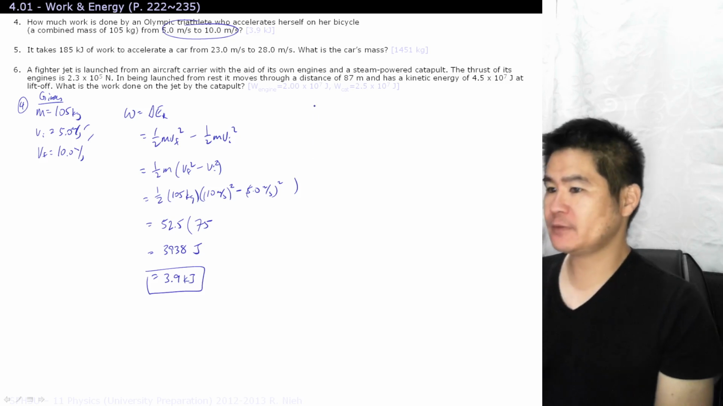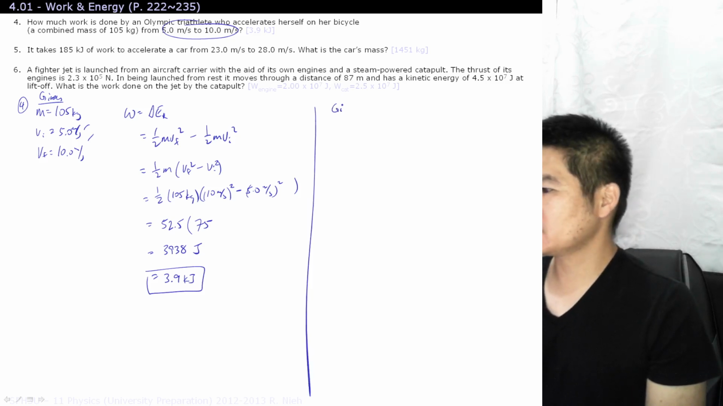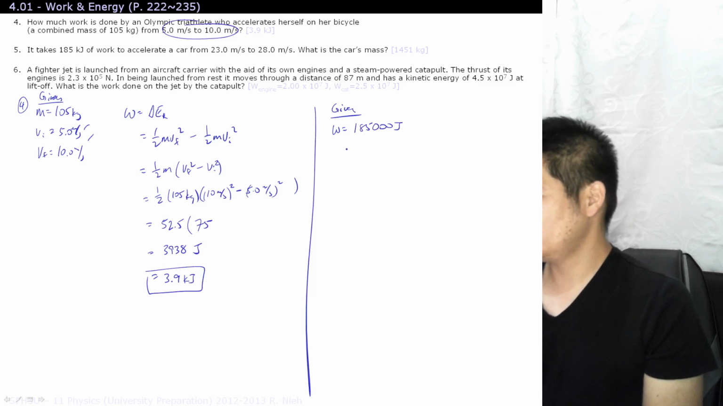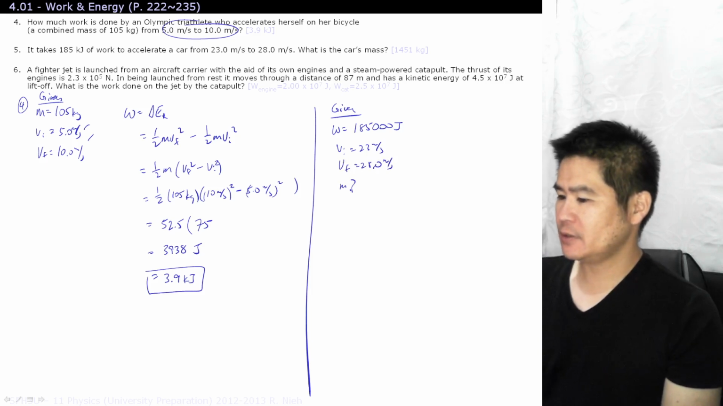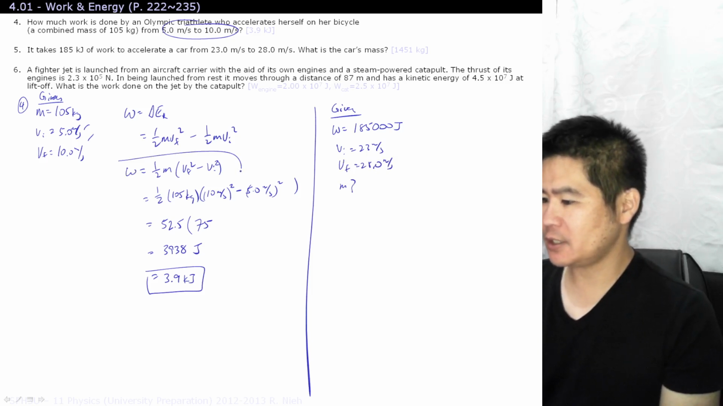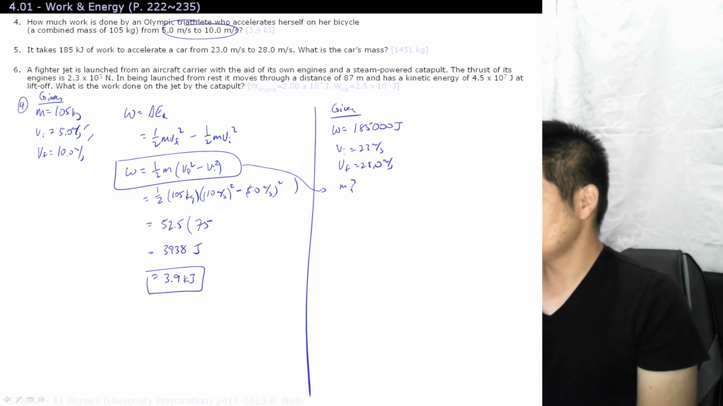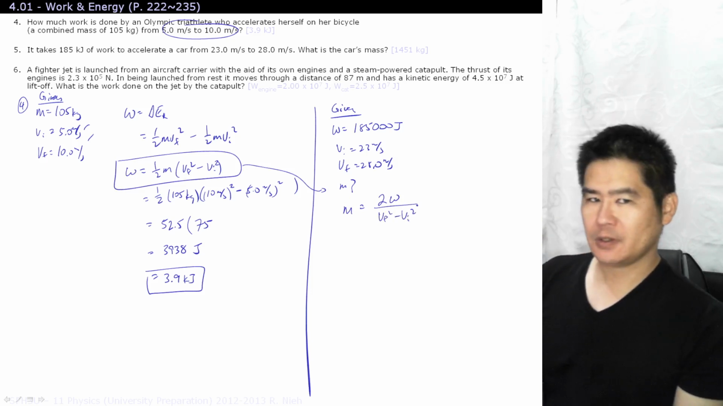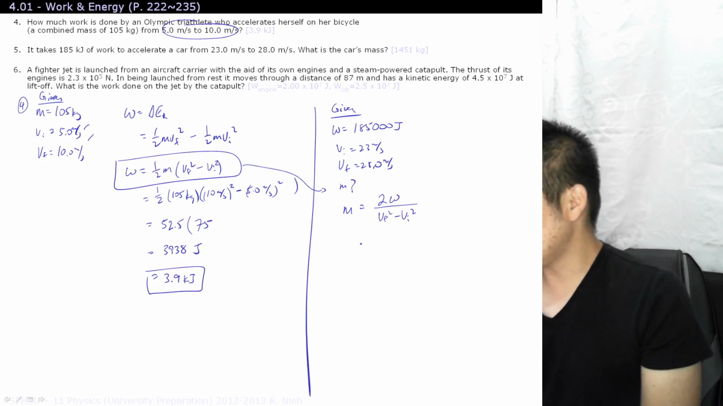It takes 185 kilojoules of work to accelerate a car from VI of 23 meters per second to VF of 28.0 meters per second. Solve for mass. Well, I'm just going to be lazy and use this formula here for the next one. So when I isolate for m, it is equal to 2W divided by VF squared minus VI squared. So it's about deriving the equation and isolating for m.